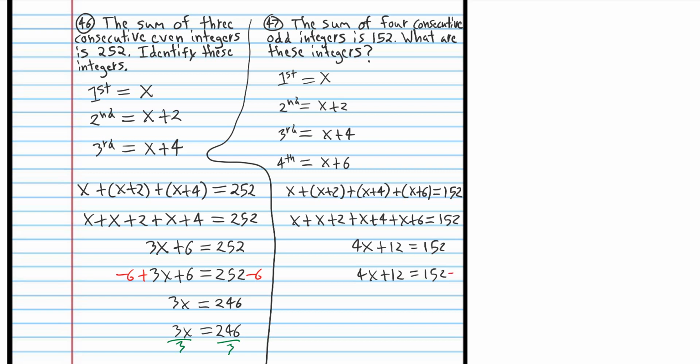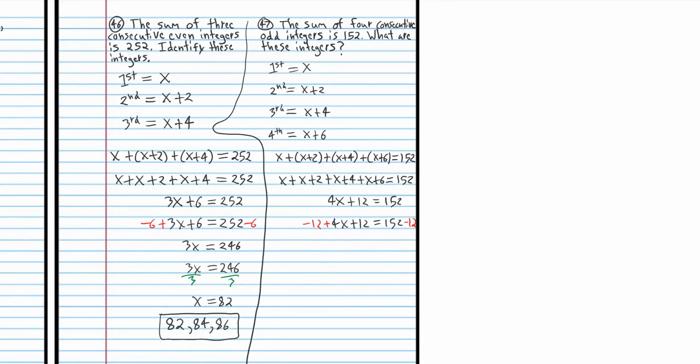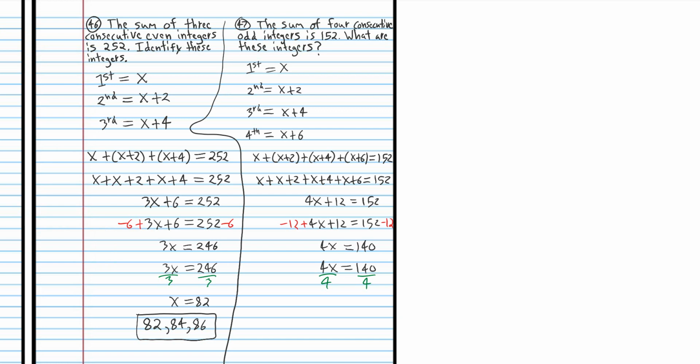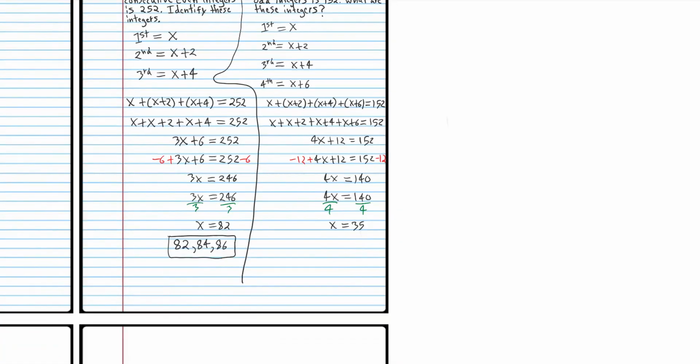So subtract 12 from both sides. And we get 140 equals 4x. We have to perform an operation on both sides of the equation, so we have to rewrite. And 140 divided by 4. Let me get my calculator out for that. 140 divided by 4 is equal to 35. So x is equal to 35. That's the smallest integer.